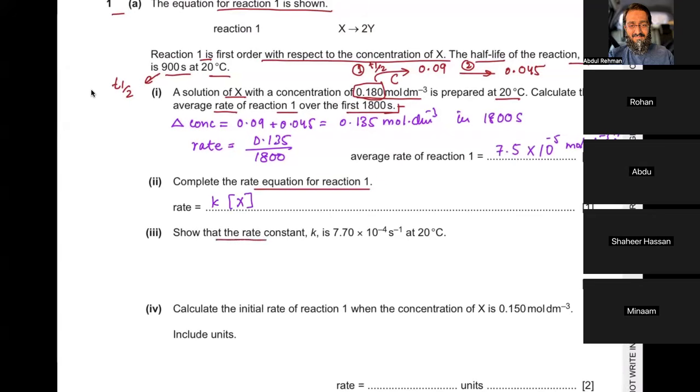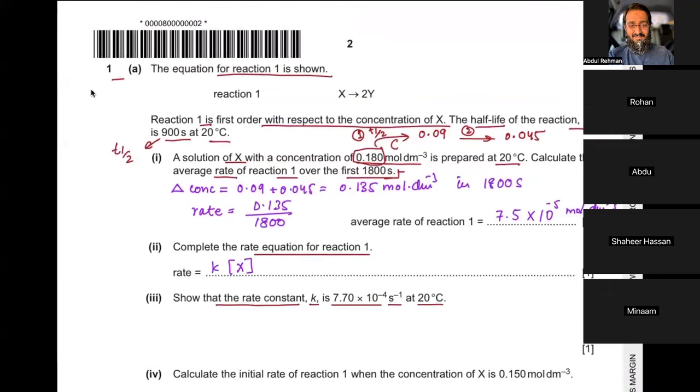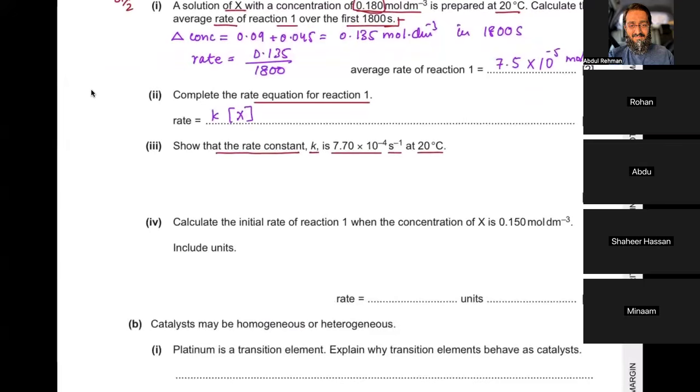It's easy. Show that the rate constant k is 7.70 exponent minus 4 second inverse at 20 degrees Celsius. So see, the overall order of the reaction is first order. So for this case, we are going to use this expression that t half is equal to 0.693 over k, or you can rearrange it that k is equal to 0.693 over half-life. So 0.693 divided by 900. So you will get the answer.